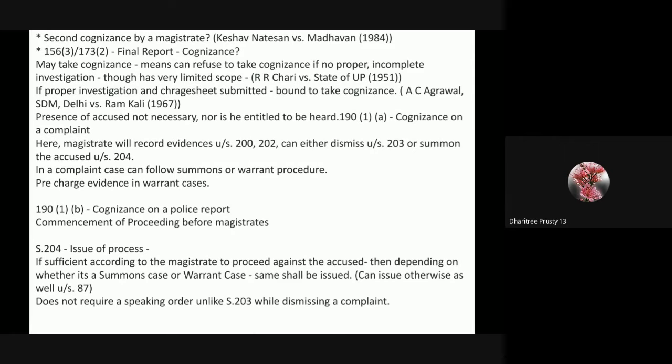Issue of process does not require a speaking order, but if you dismiss the complaint under section 203, then there is a requirement of a speaking order.